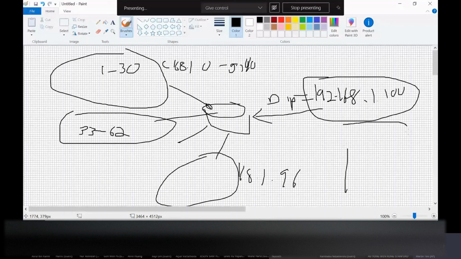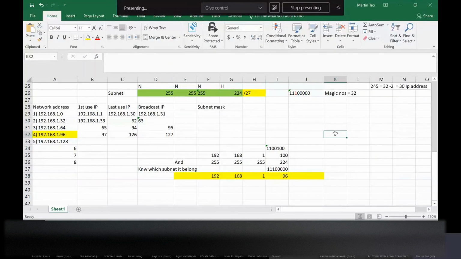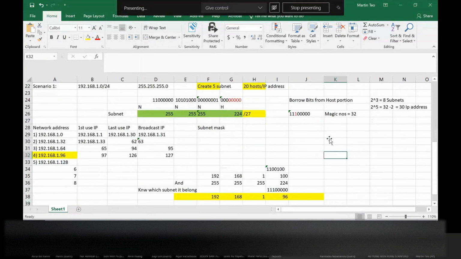Okay, the routing table states the 192.168.1.96 network is directly connected to maybe a gigabit interface 0/0/1. So it will be able to pass this packet out to this subnet. Okay, guys, this is the subnetting for a very classical case.